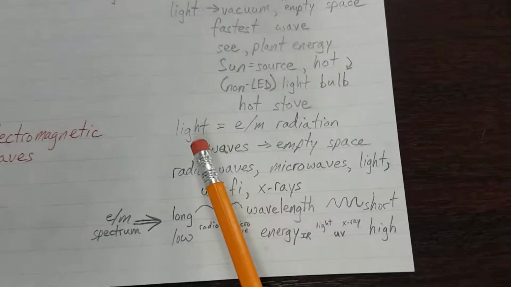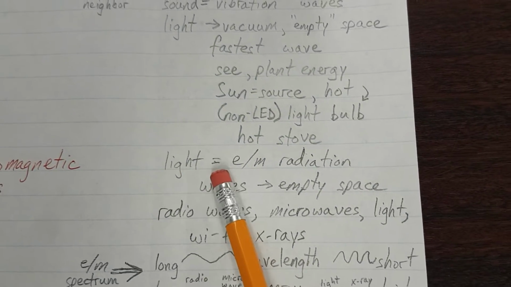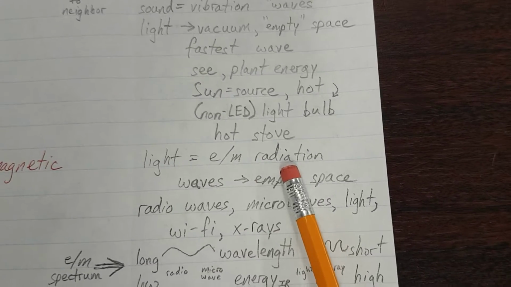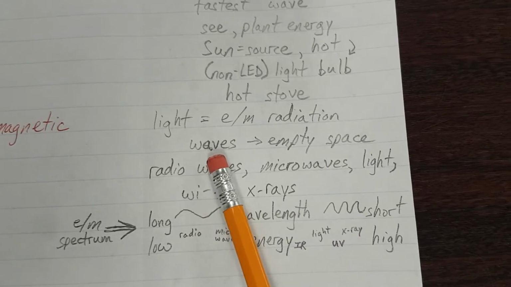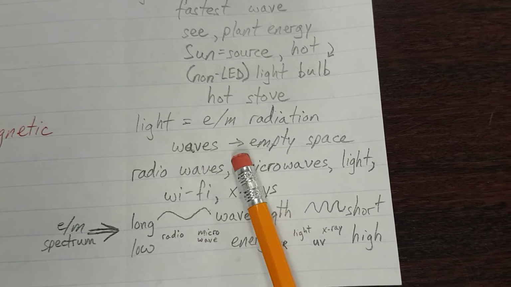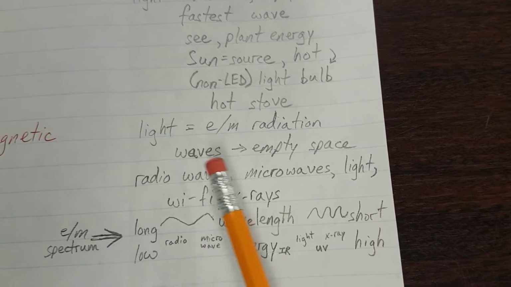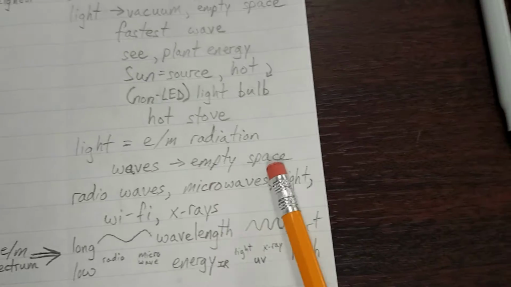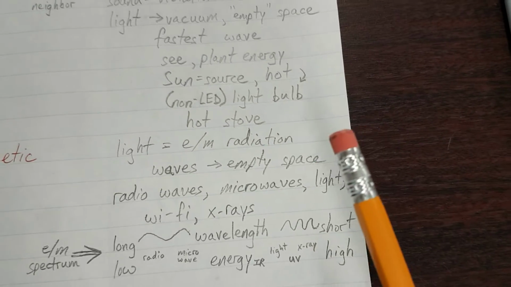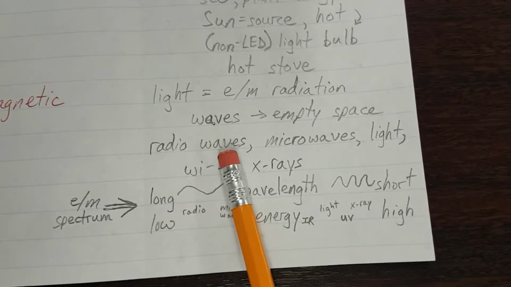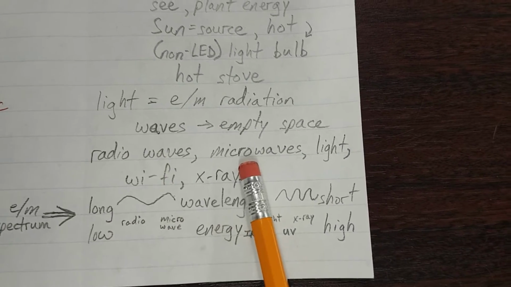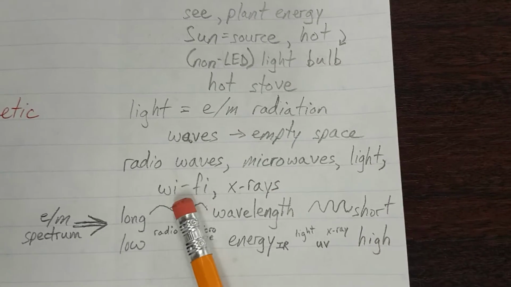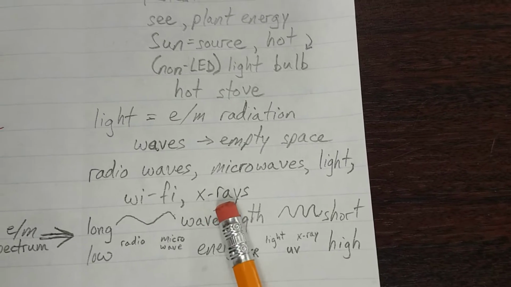Okay, so now on our paper, light equals E/M for electromagnetic radiation. Indent, waves, arrow, empty space, because the waves of light can move through empty space. Okay, examples: radio waves, microwaves, light. It's not in the book, but I added Wi-Fi, and X-rays.